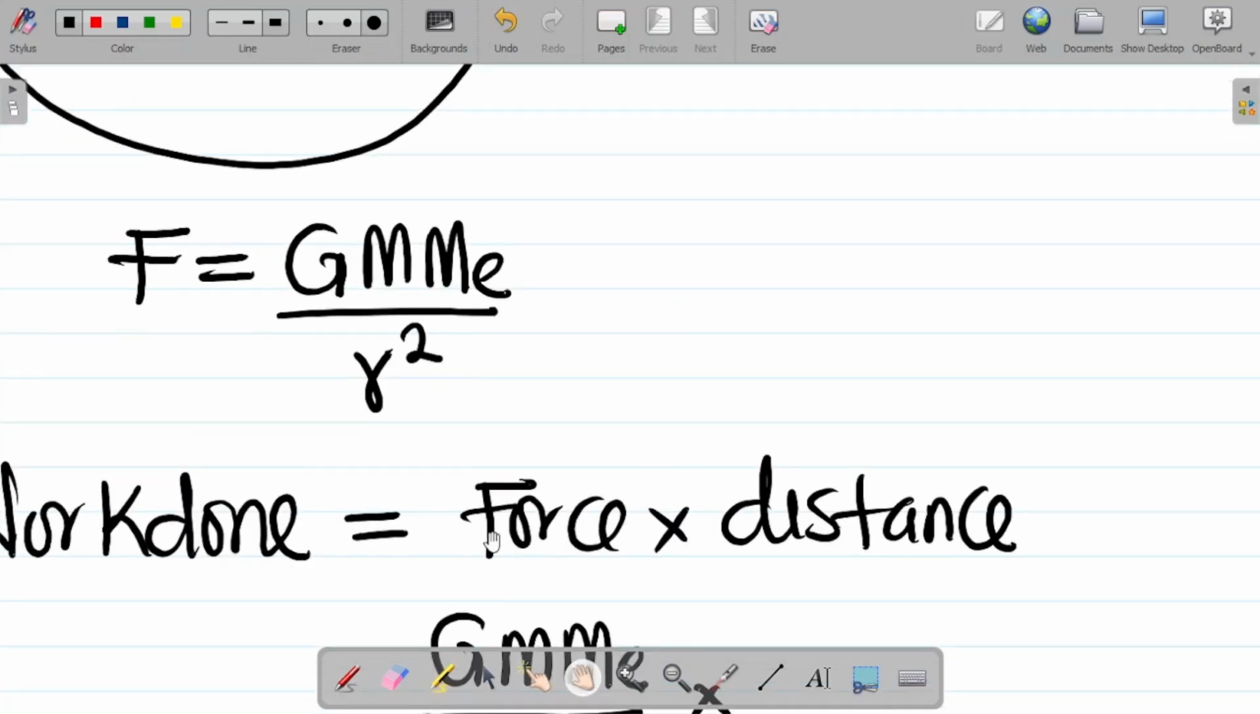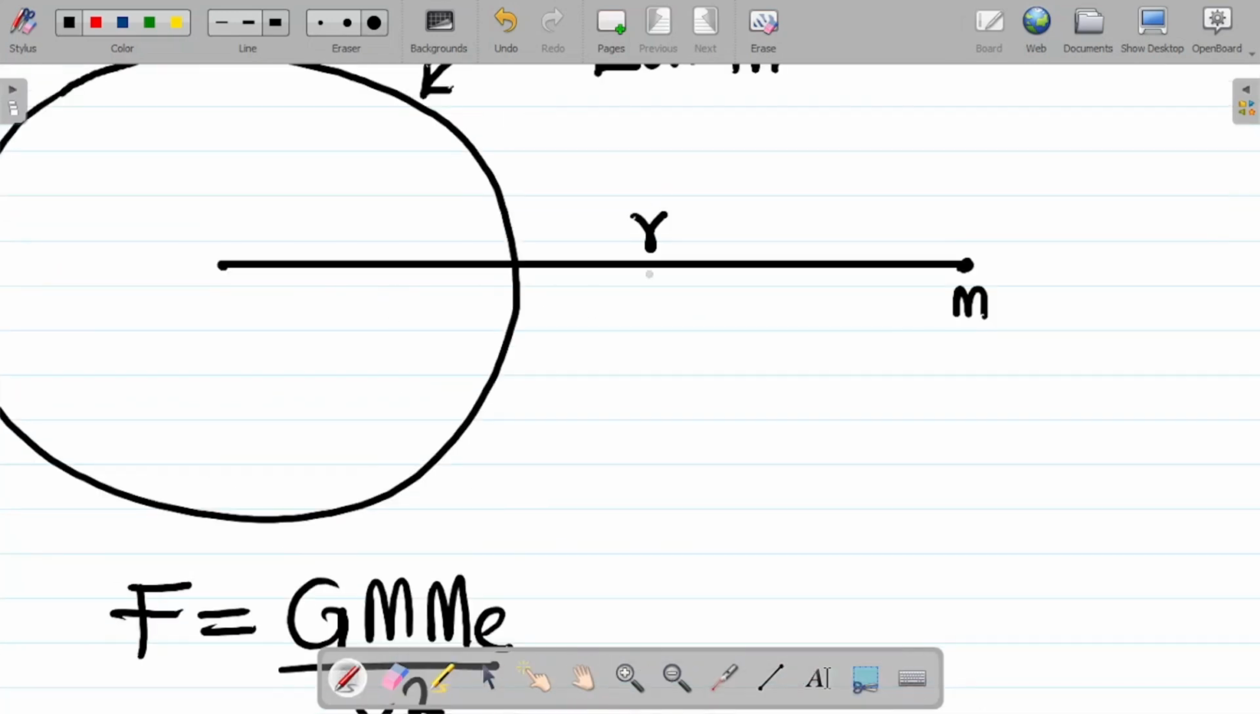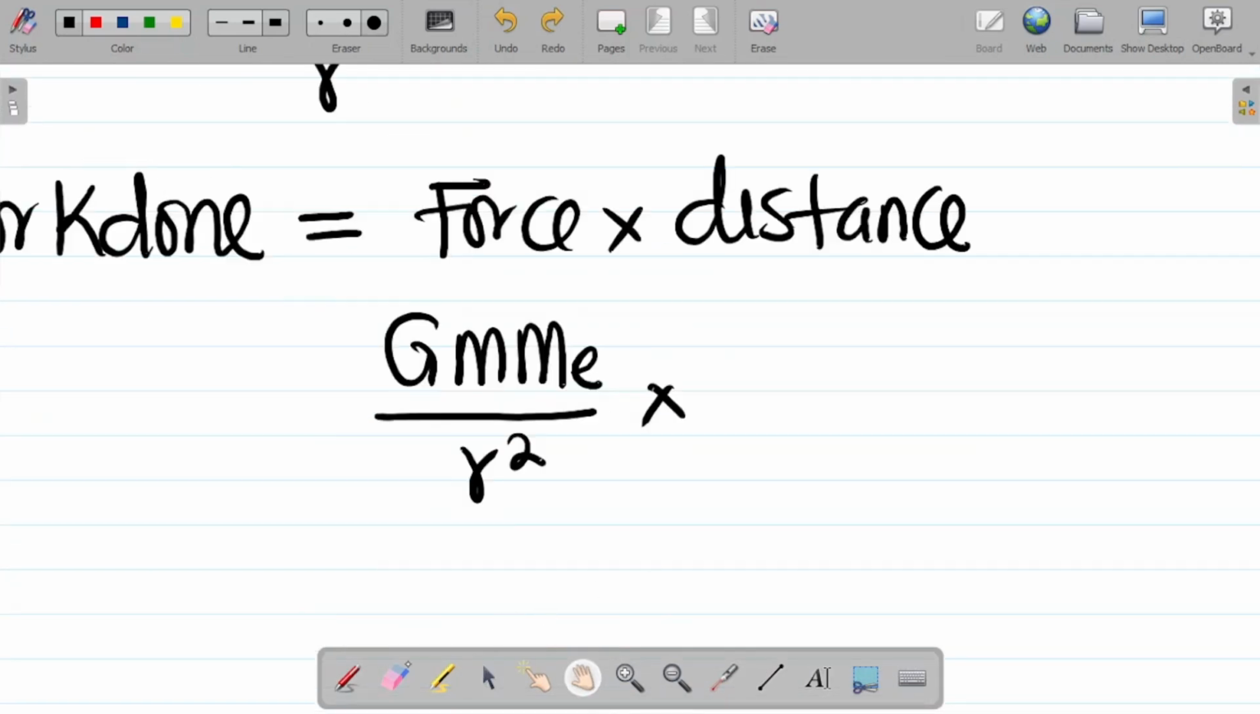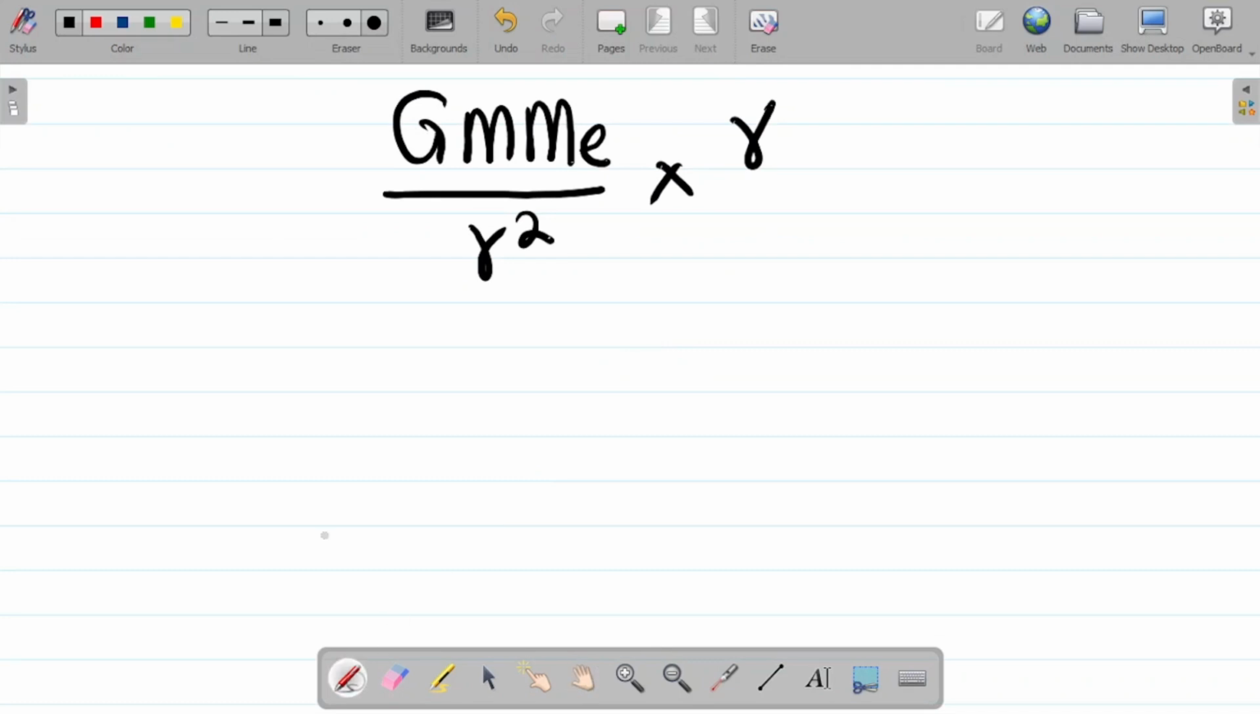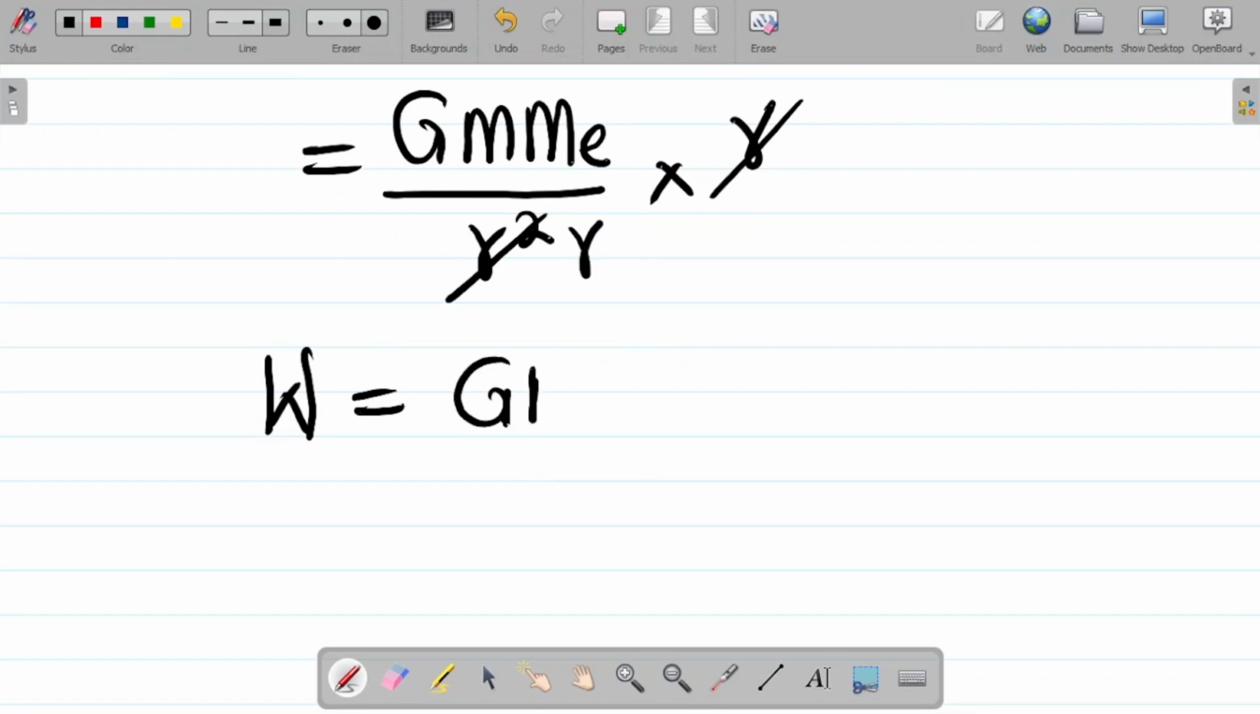As you can see here, the distance it has covered so far is r. So this times the given distance here, r. With this, we can say that the work done, W, would be equal to, from here, r cancels r squared. We have G M Me all over r. So this becomes the work done in moving the mass, or in trying to move the mass to escape the Earth's gravitational pull.